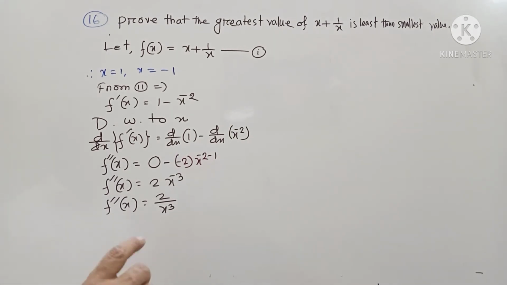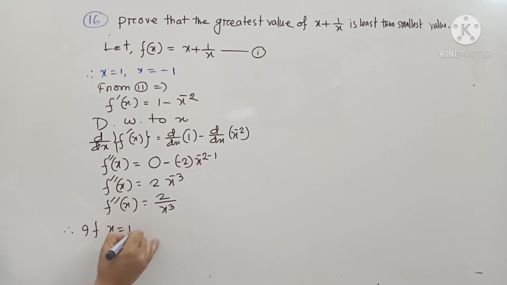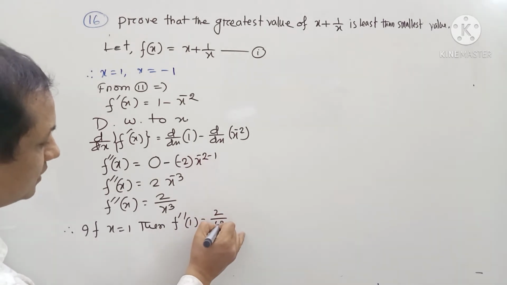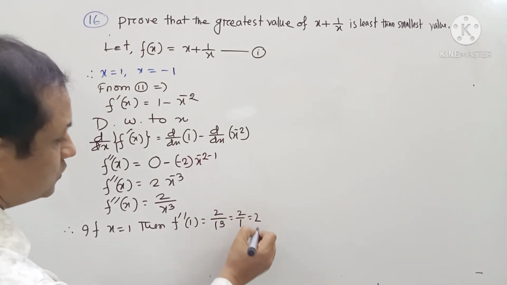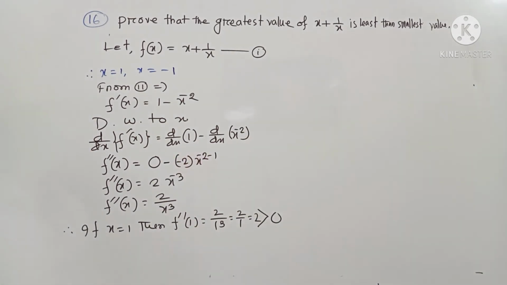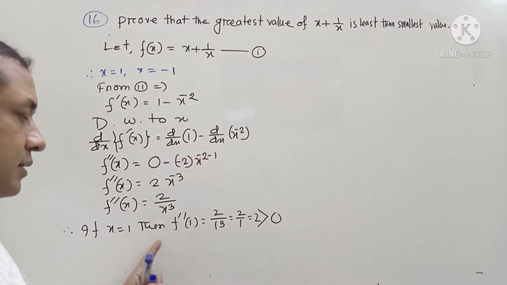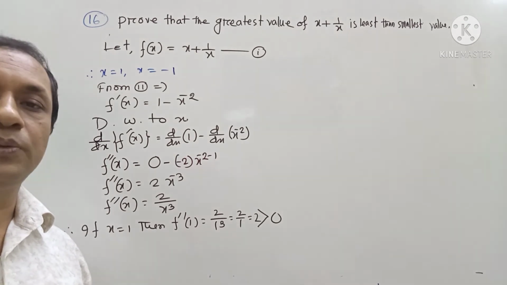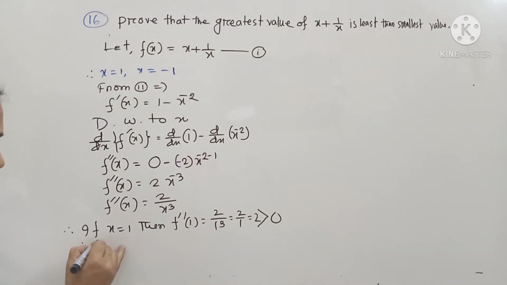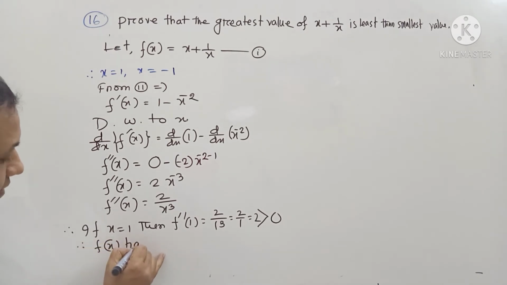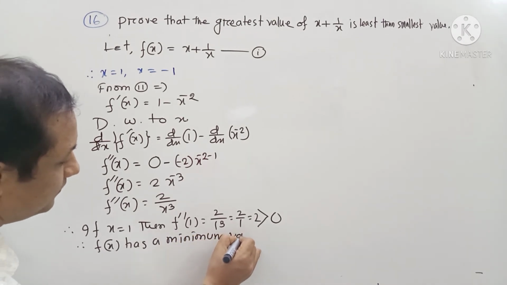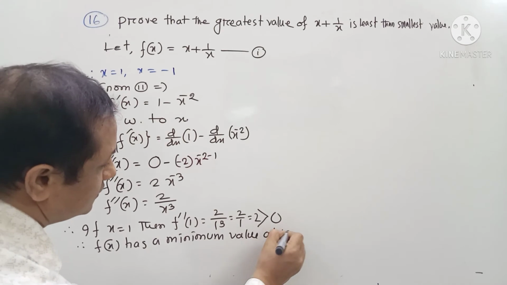Now if x equals 1, then f double prime 1 equals 2 by 1 cube equals 2 by 1 equals 2. 2 is greater than 0. So if x equals 1, then f double prime 1 is 2, which is a positive number, greater than 0. So the function f of x has a minimum value at x equals 1.